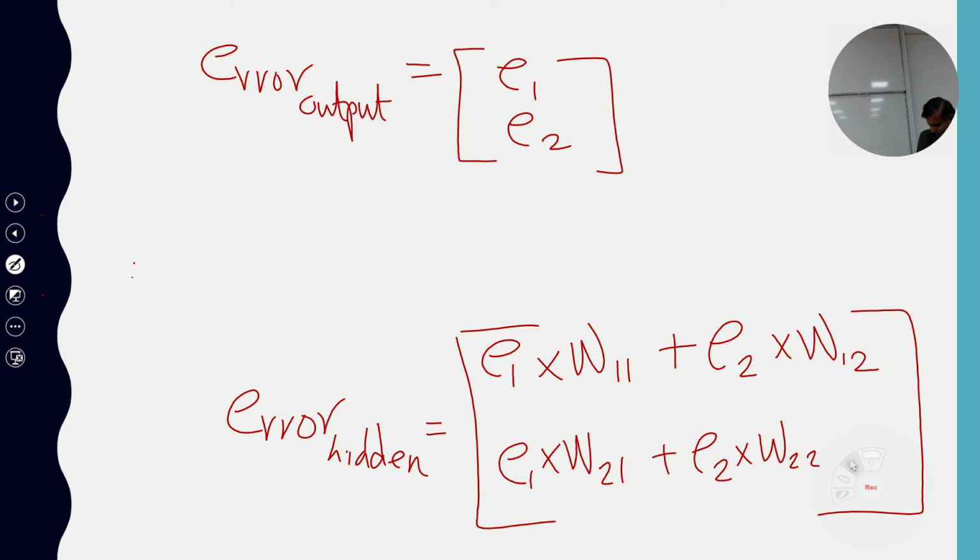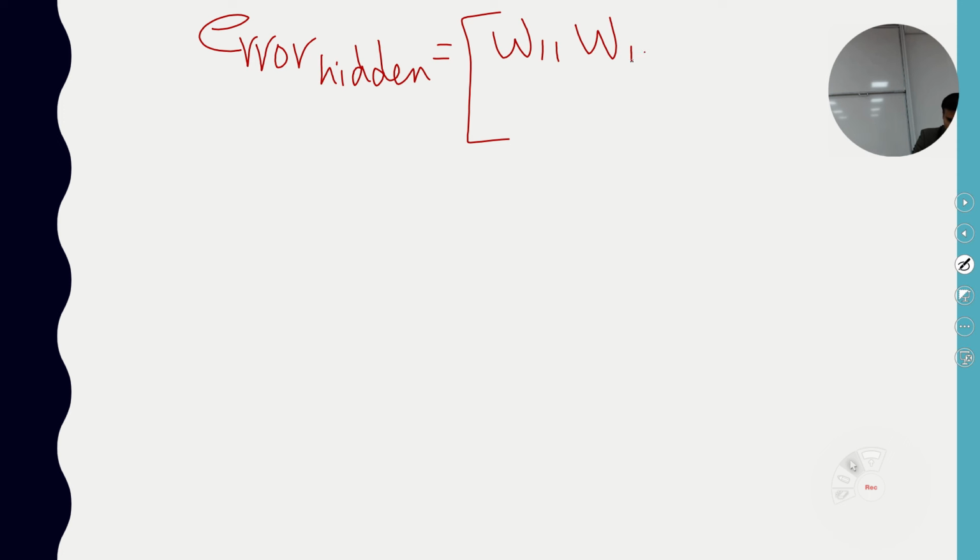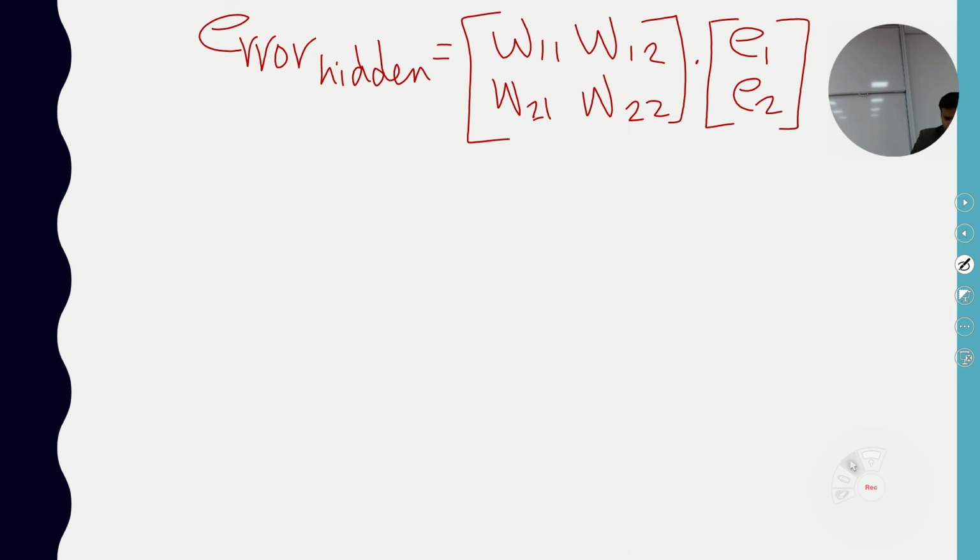In fact, you can write it this way. Error for hidden is nothing but this weight matrix W11, W12, W21, W22, times E1 and E2. So that's the idea here. We have made it so simple.